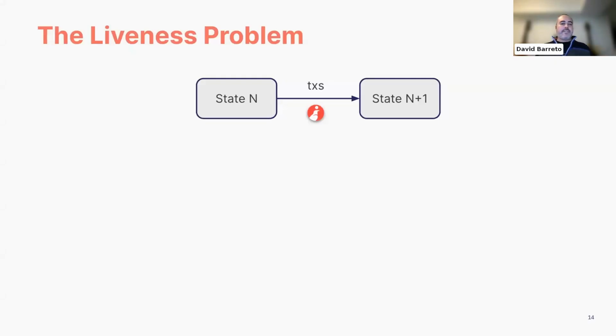Let's talk now about data availability. And this is a big topic on Twitter, anytime something brings up if a layer 2 is a rollup or not. So let's talk about the liveness problem.